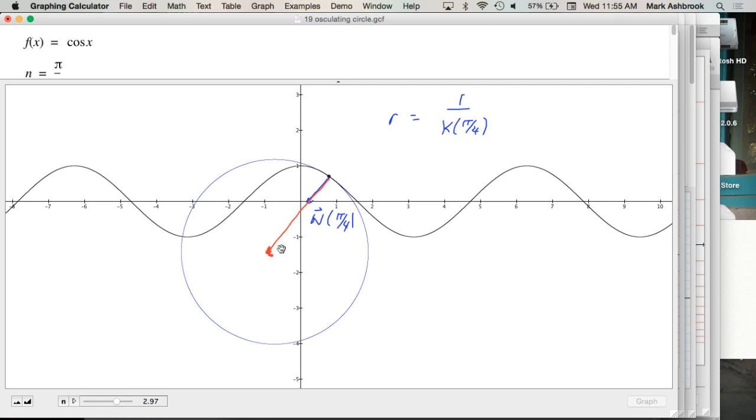Something like that. So what is this? This vector is r times n of pi over 4. Because n of pi over 4 is a unit vector, so multiply it by r, and it will be the length of the radius now pointing in the right direction from this point, pi over 4, radical 2 over 2.